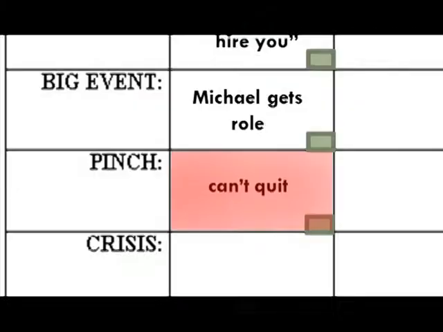He starts to have some success, but then he eventually wants to go back to being Michael Dorsey. Unfortunately, the show picks up his option, and he can't. He's forced to continue working as Dorothy Michaels.